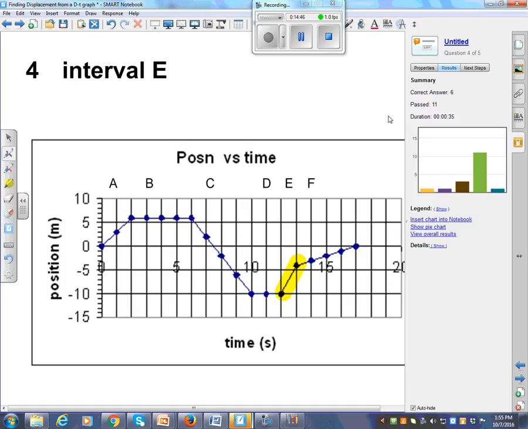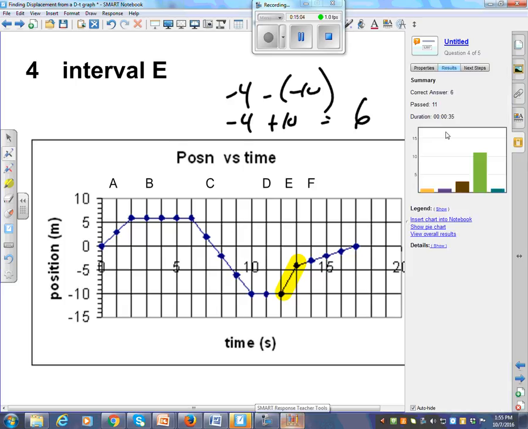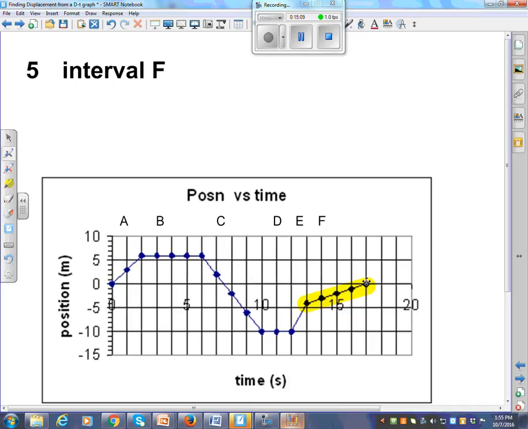How much does it go up? The final is at minus 4. No, watch. The final is at minus 4. The initial is at minus 10. Minus 4 minus 10, or minus 4 plus 10, which is plus 6. Up 6. Interval F. How much does it go up? It ends up at 0. Final is 0. Initial is at minus 4. 0 minus 4, which is plus 4. Okay?